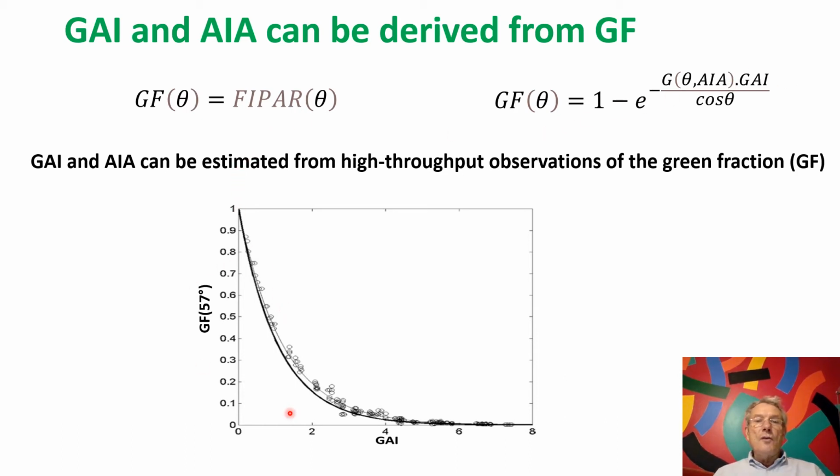This is illustrated over a given example here for wheat by the relationship between the green fraction at a given angle, 57 degrees, where it's no more dependent on the average inclination angle, and the green area index.